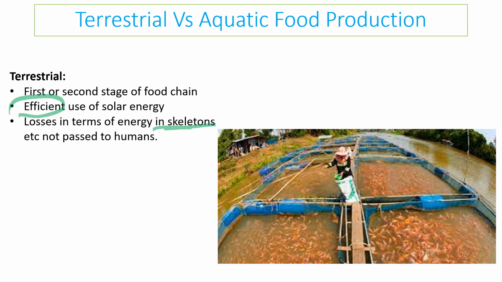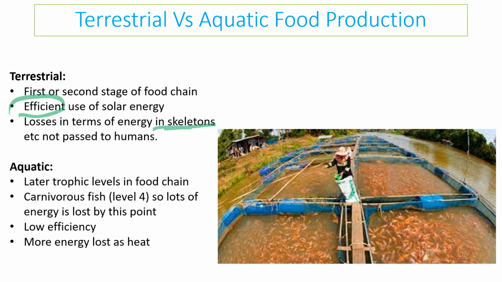If we compare that to aquatic ecosystems, we often eat carnivorous fish, which might be trophic level 4 in the food chain. So by this point, lots of energy has been lost through the food chain, and therefore there is a low efficiency. Also, as it's in water, more energy has to be made into heat to keep the fish warm, so there's more energy lost as heat and not turned into biomass and growth.